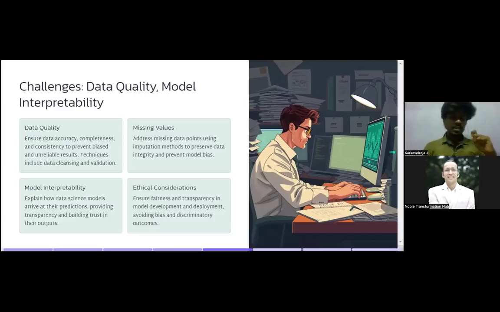Next, ethical consideration. Ensure fairness and transparency in model development and deployment, avoiding bias and discrepancy in outcomes. These are some of the challenges that we will be facing in practice across different case studies and data sets. So, sir, over to you.